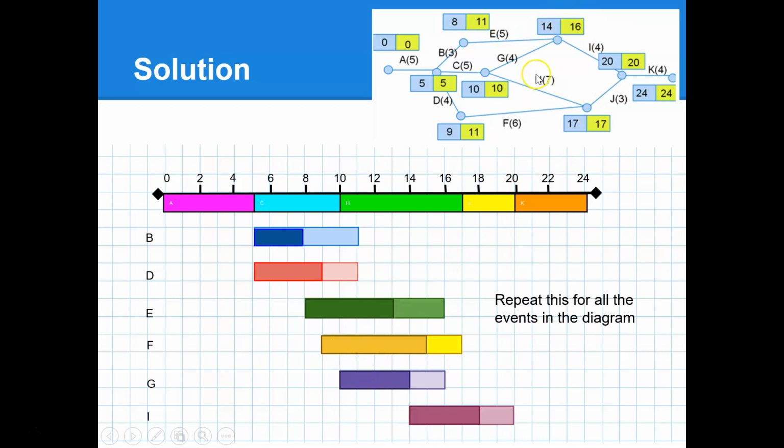Let's have a look at F. F is this one along here. It could start at 9, the earliest it could start at 9, if D was done straight after A was finished, and it was done in 4 days, no delay, and started at 9, F could start then. And it could go all the way up until 17, so it could finish on the 17th day.